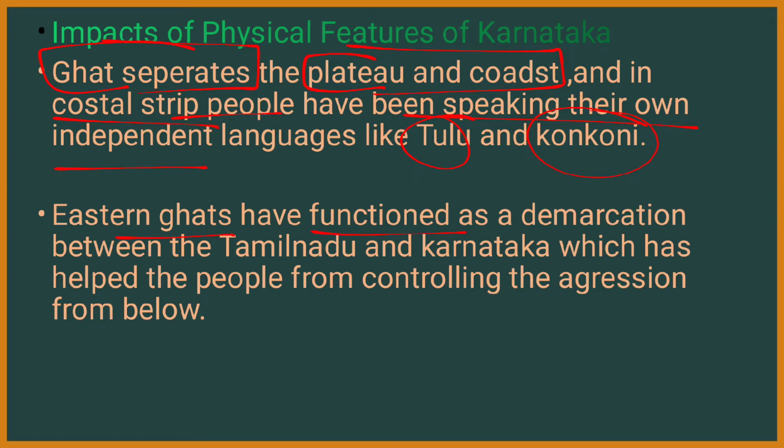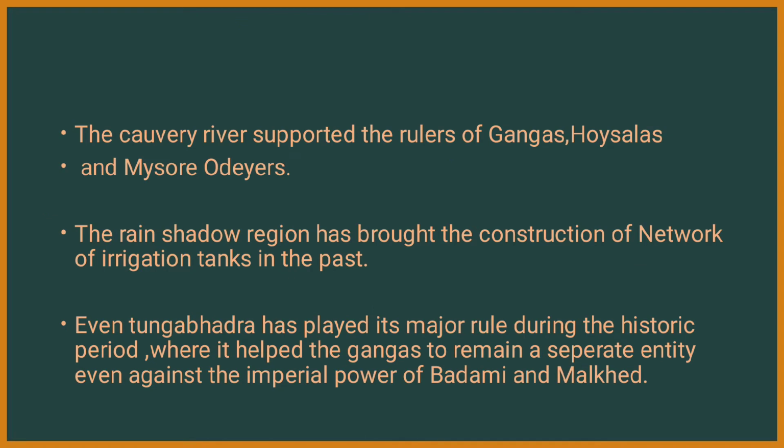Eastern Ghats have functioned as a demarcation between Tamil Nadu and Karnataka, which has helped the people by controlling the aggression from below. Right? Whenever the question is asked which Ghat demarcates between Tamil Nadu and Karnataka, the answer will be Eastern Ghats. The Kaveri river supported the rulers of Gangas, Hoysalas and Mysuru Wadiyars. Right? Kaveri river has proved a victory for Gangas, Hoysalas and Mysuru Wadiyars.